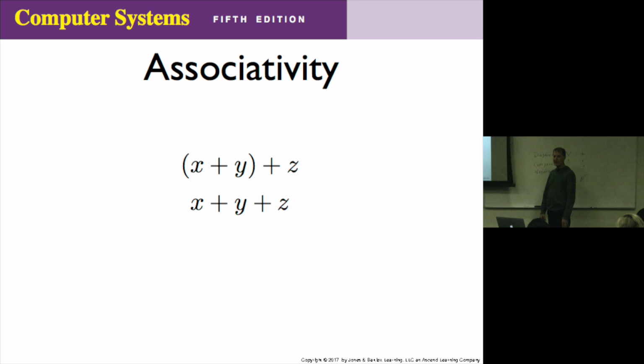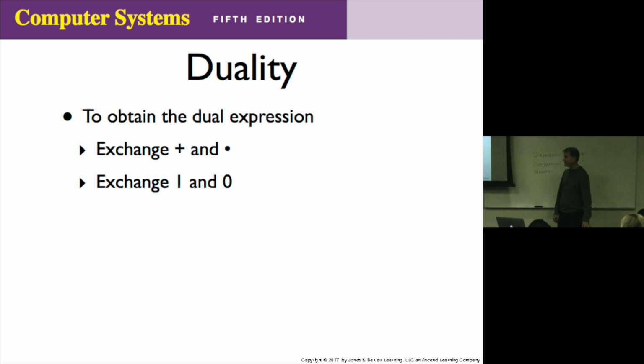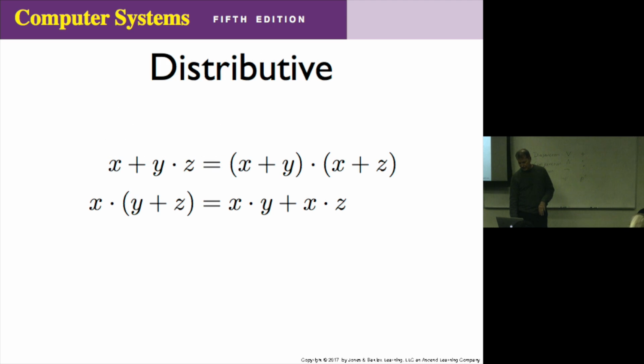Do you remember duality? Duality is really important in circuit design. How do you take the dual of an expression? Everywhere there's an OR, you make it an AND. Everywhere there's an AND, you make it an OR. Everywhere there's a one, you make it a zero, and everywhere there's a zero, you make it a one. Everywhere there's a true, you make it false, and everywhere there's false, you make it true. That's duality. And did you notice that each one of these is actually dual to another?